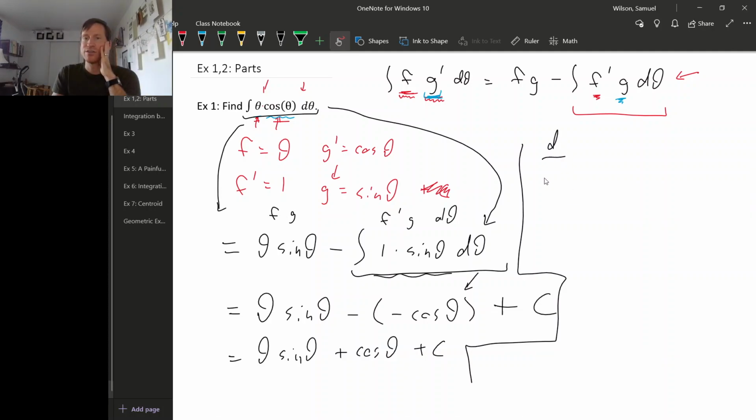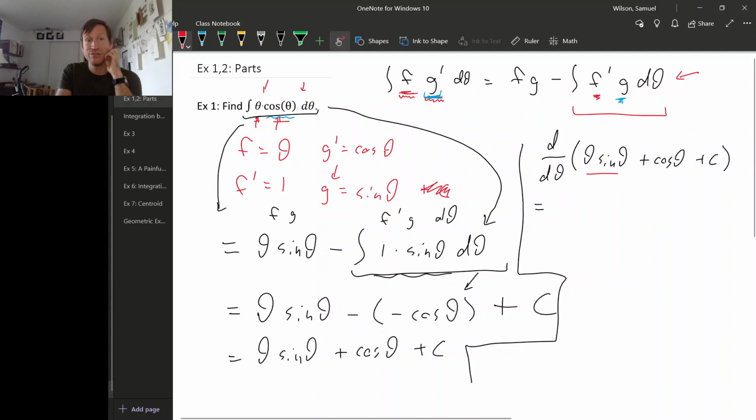As a check, let's calculate the derivative with respect to theta of our answer: theta sine theta plus cosine theta plus a constant. When we differentiate, the derivative of the constant is 0, so that part goes away. To get the derivative of the first piece, we need the product rule. The derivative of theta is 1 times sine of theta, plus theta with no derivative times sine with the derivative, so that's cosine theta. And then plus the derivative of cosine, so that's minus sine theta.